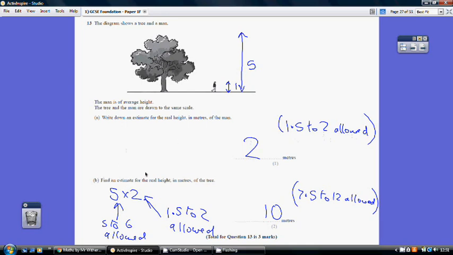Now, for part B, find an estimate for the real height in meters of the tree. So, if we say the height of the man is about 1, and then measuring with a ruler the height of the tree is about 5, we can see that the tree is about 5 times bigger than the height of the man. So we've really just got to take 5 times whatever your answer is to part A. So if your answer to part A is 2 like mine, your answer is going to be about 10, but any answers between 7.5 to 12 meters for the height of the tree were allowed.